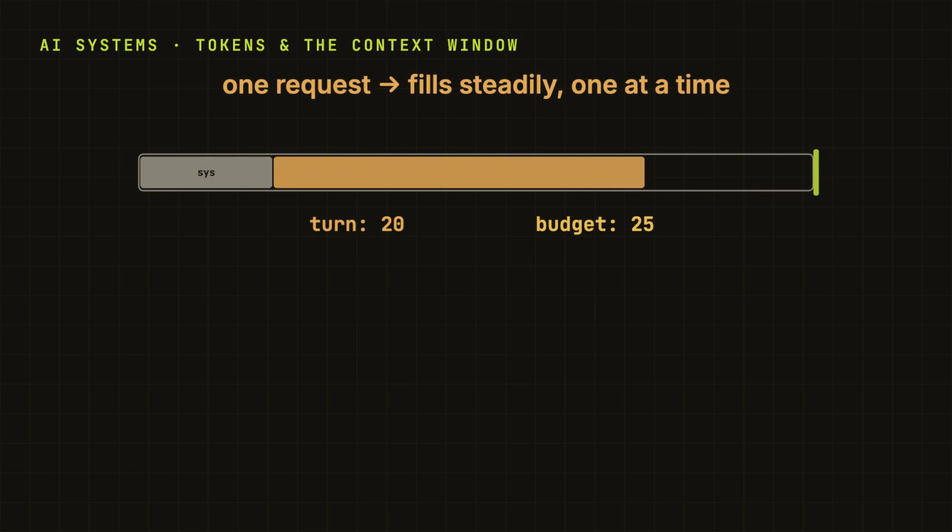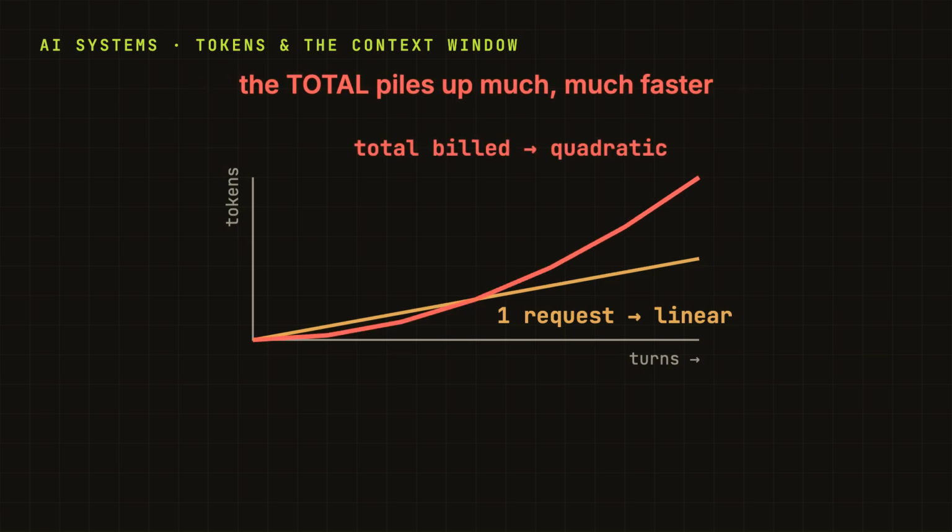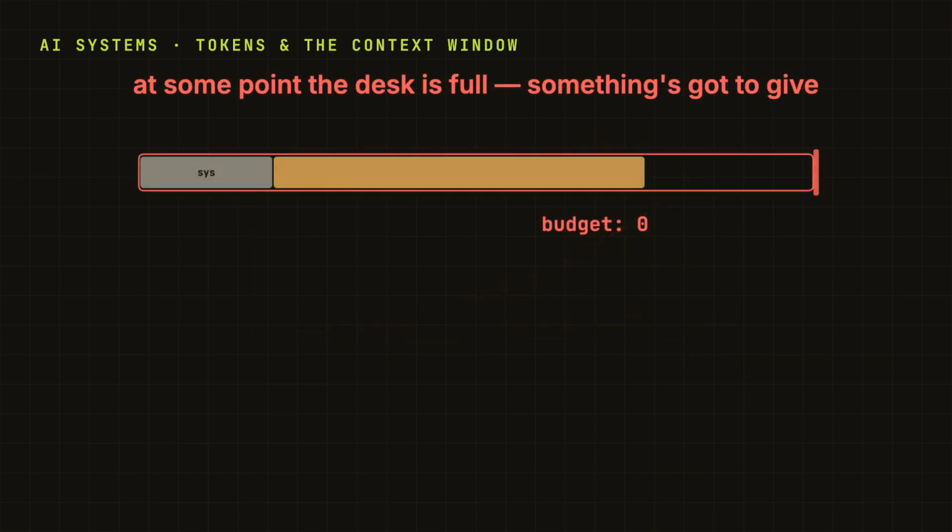That part is gentle. But step back and add up everything the model has to read across all 20 turns, because you sent those early messages again on turn 2 and turn 3 and turn 15. The total piles up much faster than the chat itself. And at some point, for a single request, the desk is simply full. We have hit the edge of the budget, and now something's got to give.